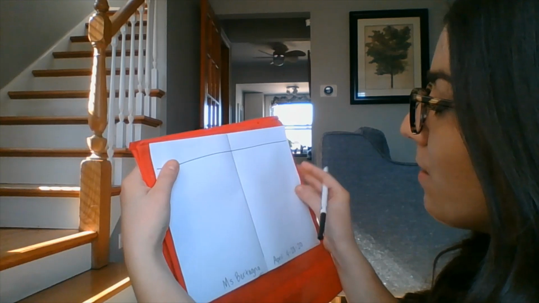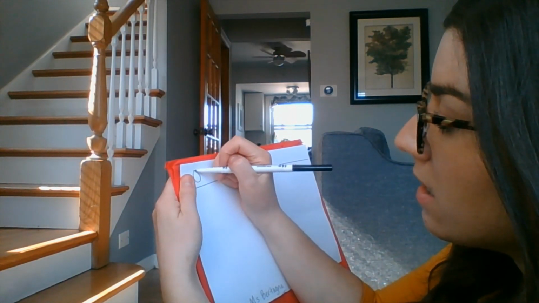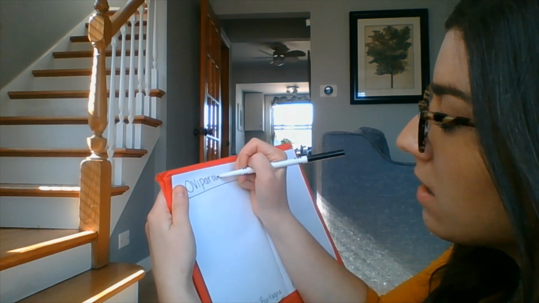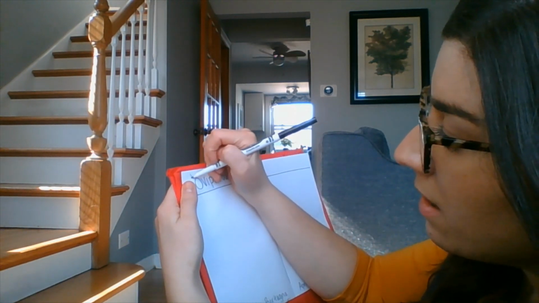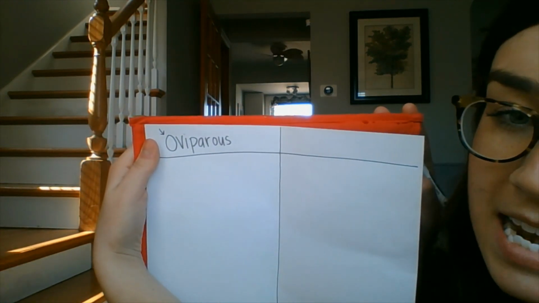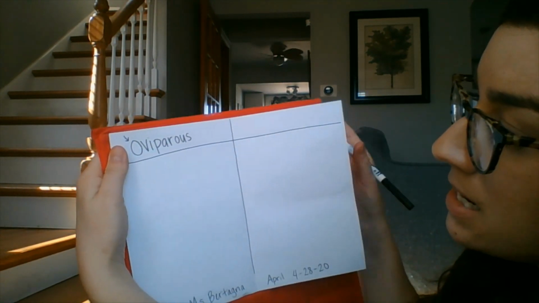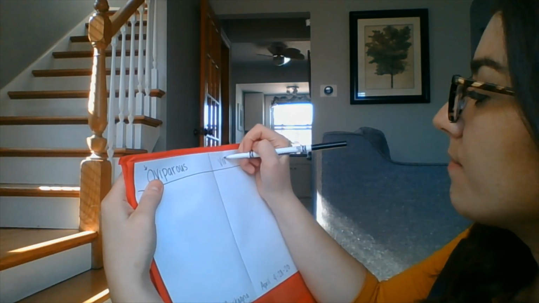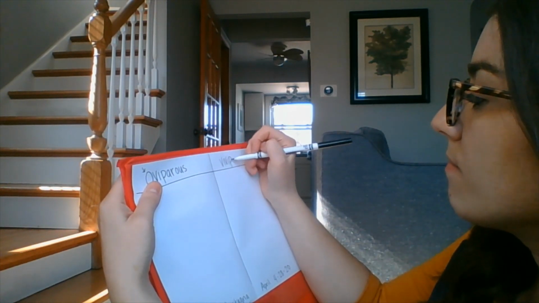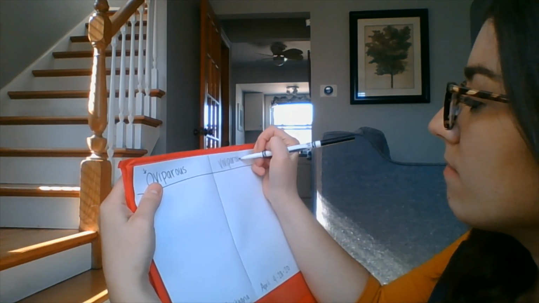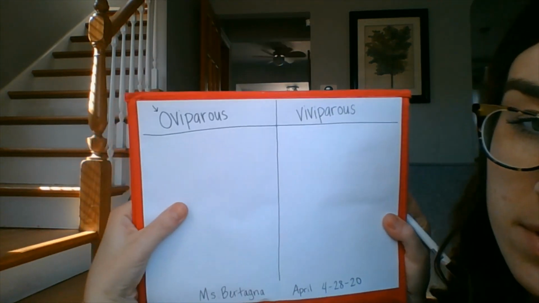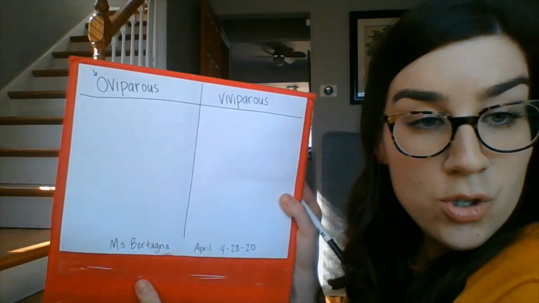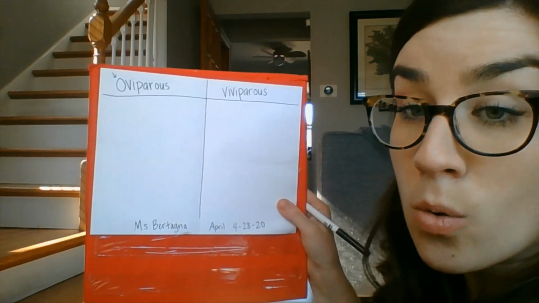Okay, so now on one side, I'm going to write Oviparous. And I'm going to put a little arrow toward my O so I don't forget. Oviparous means lays eggs. And viviparous means that the baby creatures don't come out of an egg, and the mothers don't lay eggs.